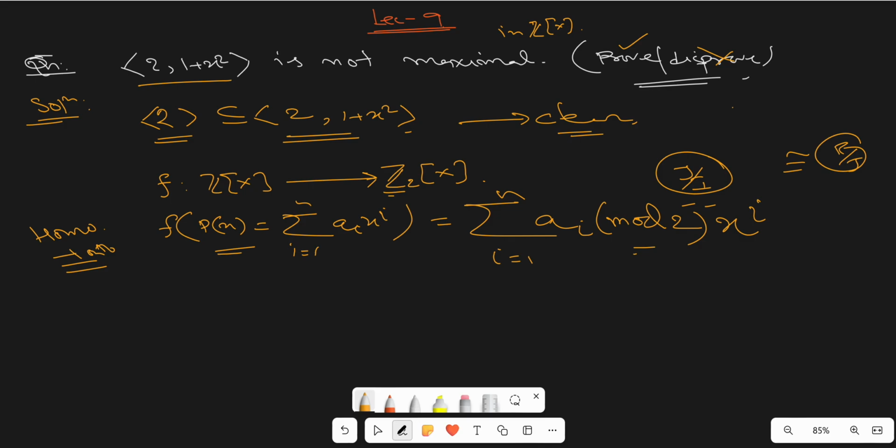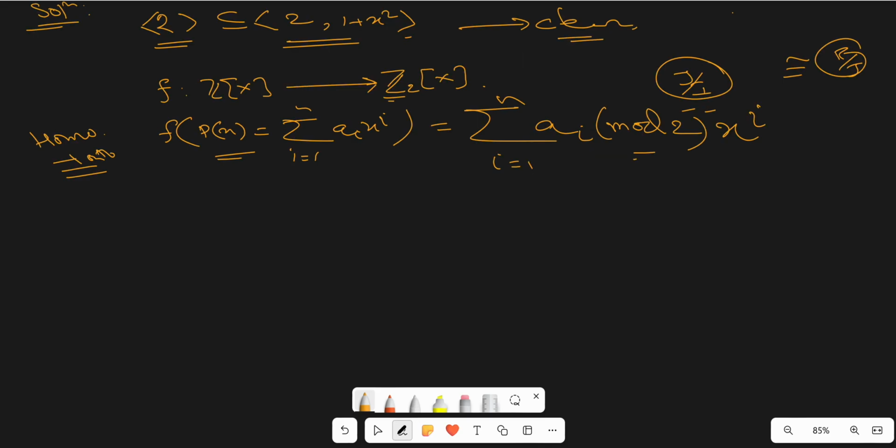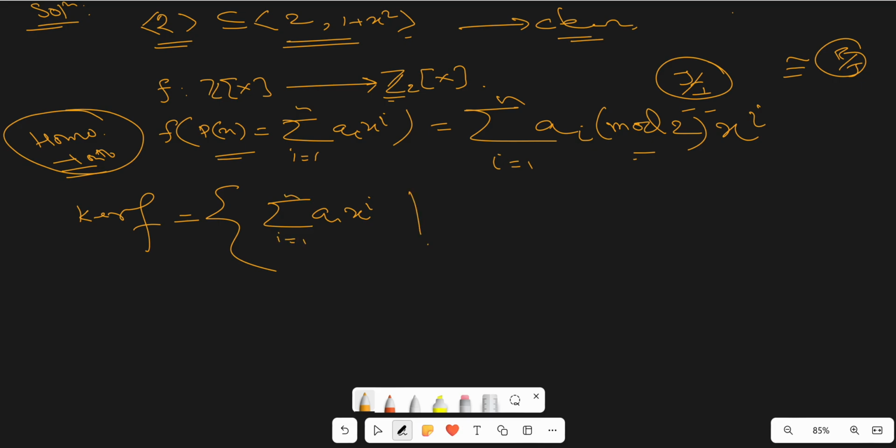So what can you verify? What will be the kernel of this map? Suppose you have verified this is a homomorphism and onto. What is the kernel of this map? So let's see what will be the kernel. So all those p(x), that means the summation of a_i x^i, i from 1 to n, such that f of the summation of a_i x^i is the 0 element.